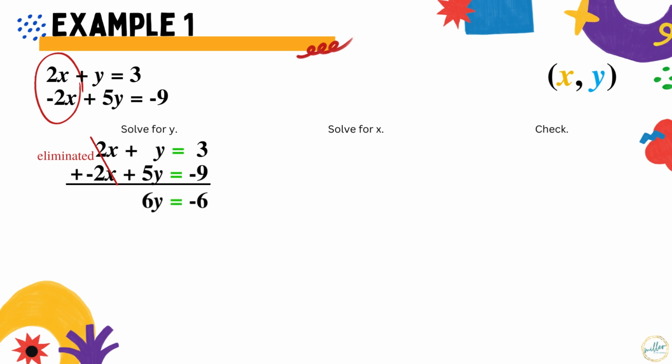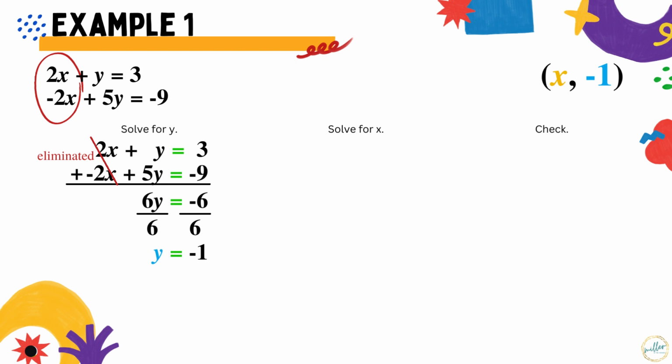Now we can just continue on and solve for y. Divide both sides by 6, and we get y equals negative 1. Now we've solved for our first variable. Our next step is to figure out what the other variable is. In this case, we already know y. We need to figure out x. So let's take one of the two original equations. It doesn't really matter which one you start with, as long as you use the other one later to check.